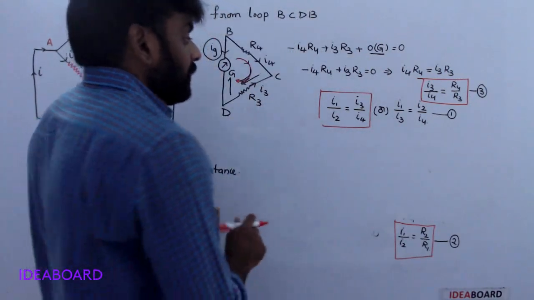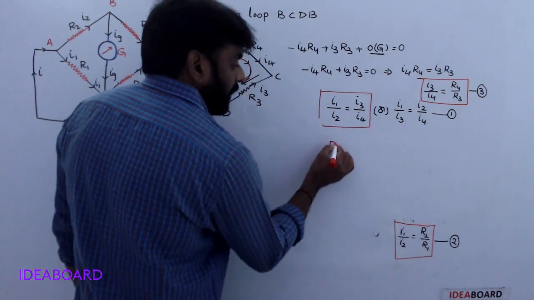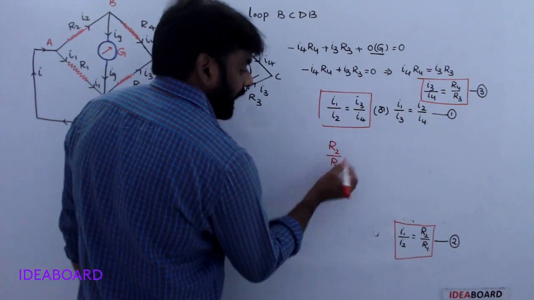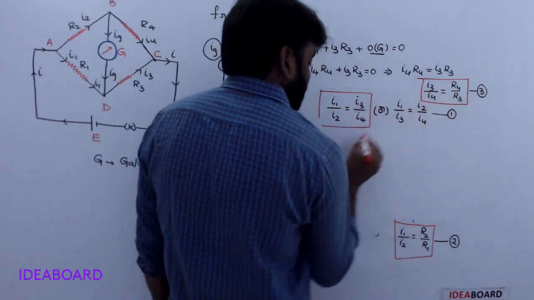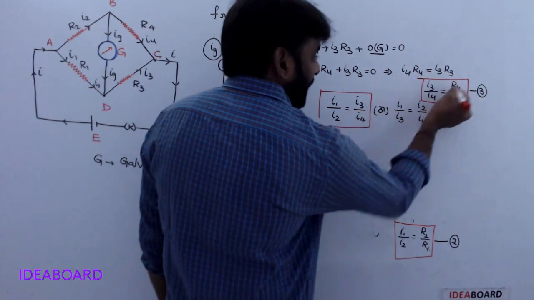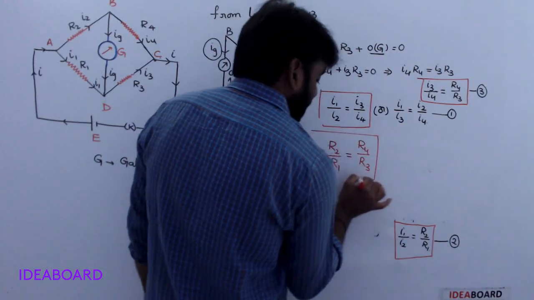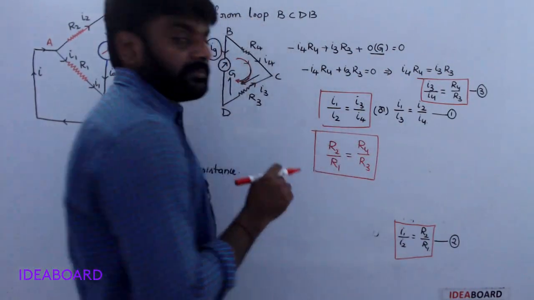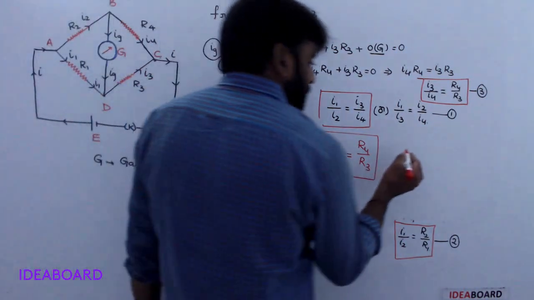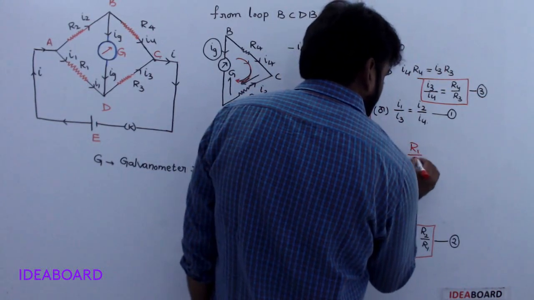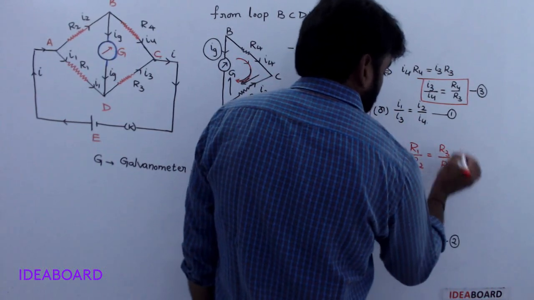Now I1 by I2 from equation number 2 is R2 by R1, and I3 by I4 from equation number 3 means R4 by R3. It is the balancing condition. In balancing condition, R2 by R1 is equal to R4 by R3. Simply written as R1 by R2 is equal to R3 by R4.